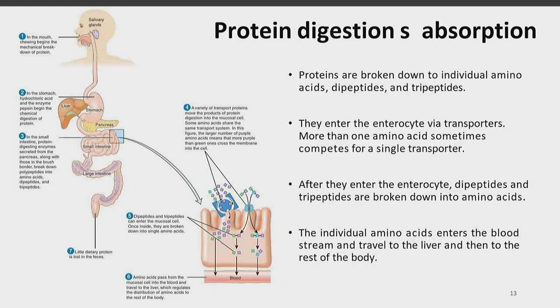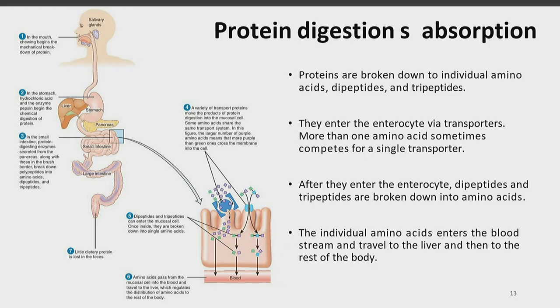So here again, a quick explanation of protein digestion and absorption. Okay. So we talked about how proteins are broken down into individual amino acids. They are also broken down into dipeptides and tripeptides. If you recall, we talked about a dipeptide being made up of 2 amino acids linked with a peptide bond, and the tripeptide being made up of 3 amino acids linked with a peptide bond, right?